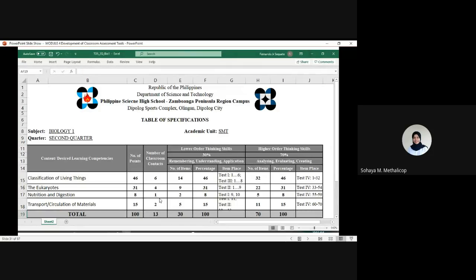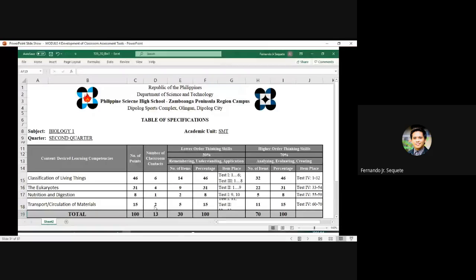Classification of living things. Okay, very good. That is classification of living things, no? That is equivalent to 6 classroom contacts. And then I have here 6, eukaryotes 4 meetings, nutrition and digestion 1 meeting, transport or circulation of materials 2 meetings. All in all, yung number of meetings ko for second quarter, 13 meetings.